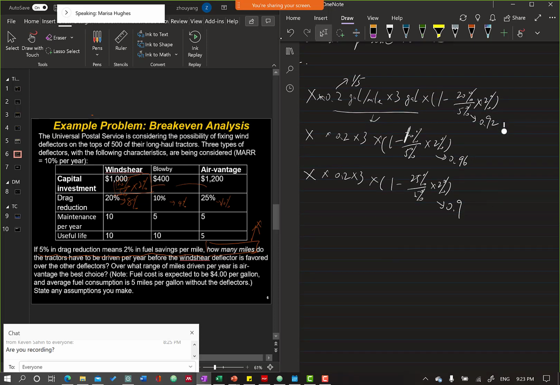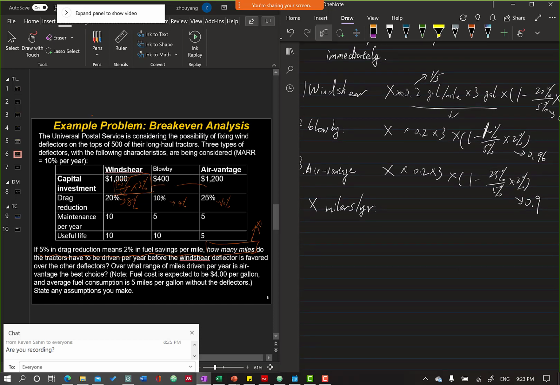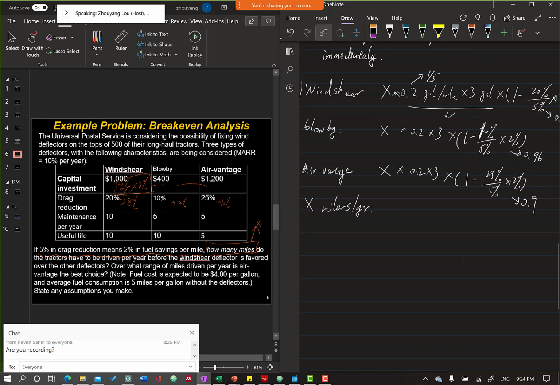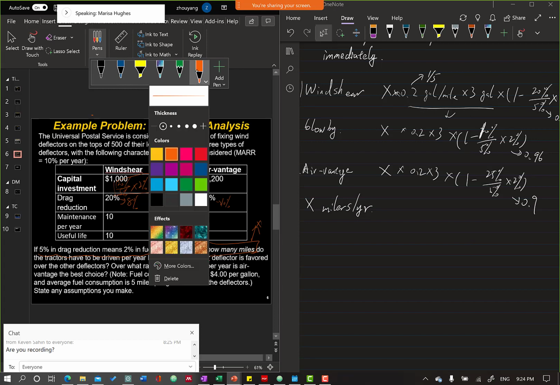I have a question on the beginning numbers that you have for these equations. Where did the 0.2 gallons per mile and the 3 gallons, where did those values come from?